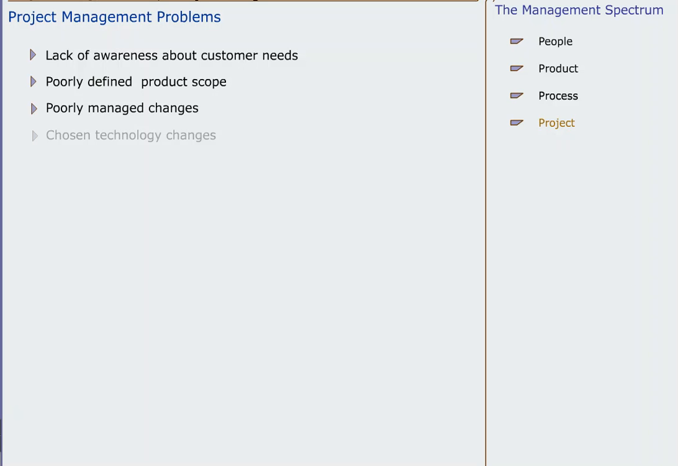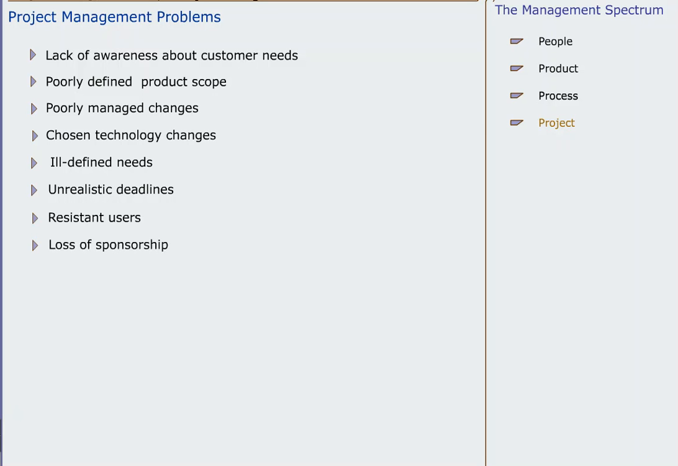Number 4. The chosen technology changes. Number 5. Business needs change or these are ill-defined. Number 6. Deadlines are unrealistic. Number 7. Users are resistant. Number 8. Sponsorship is lost or it has not been properly obtained. And number 9. The project team lacks people with appropriate skills.